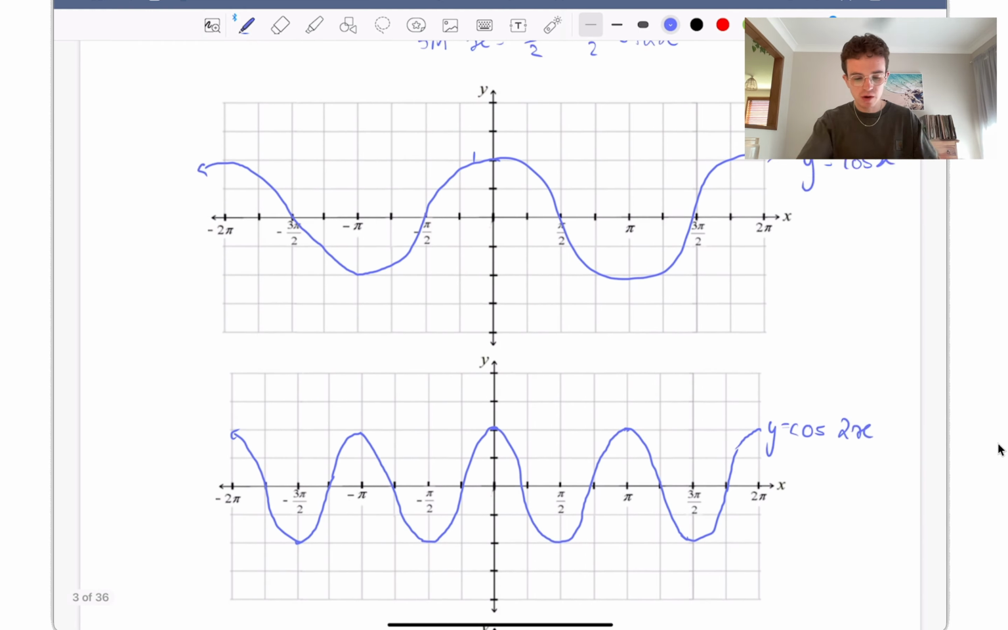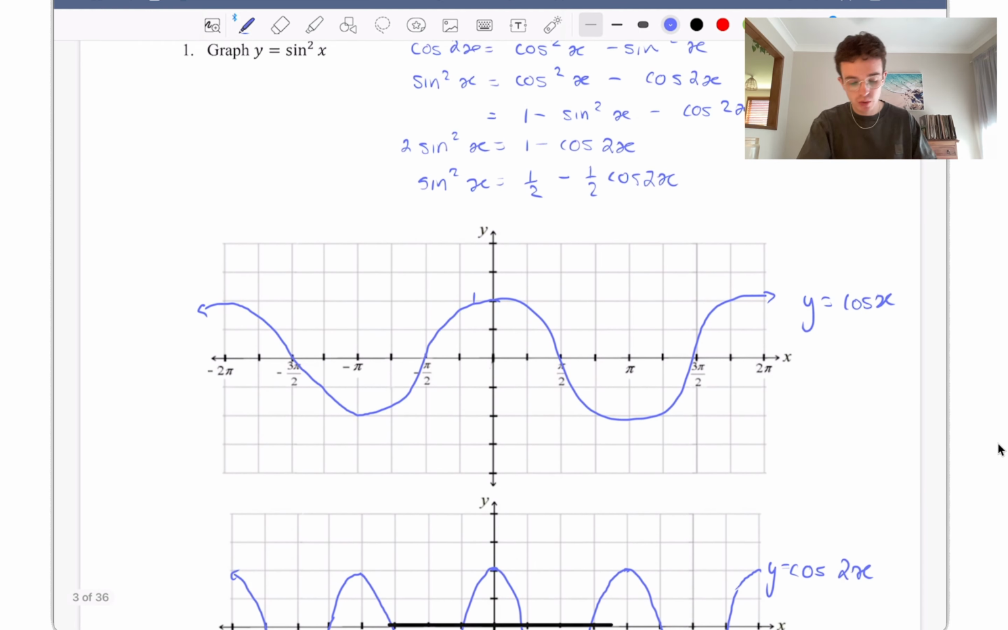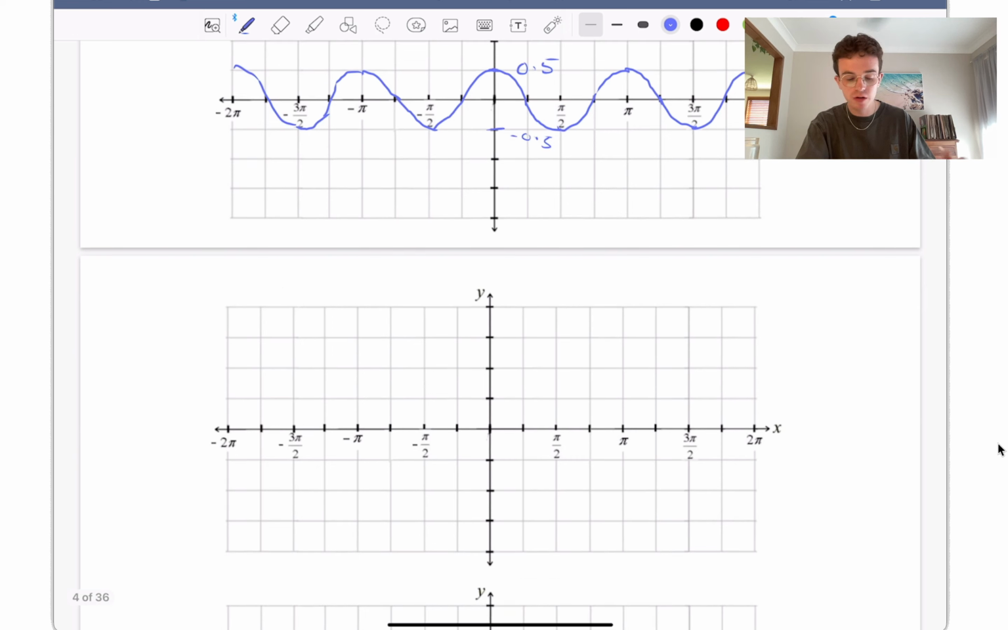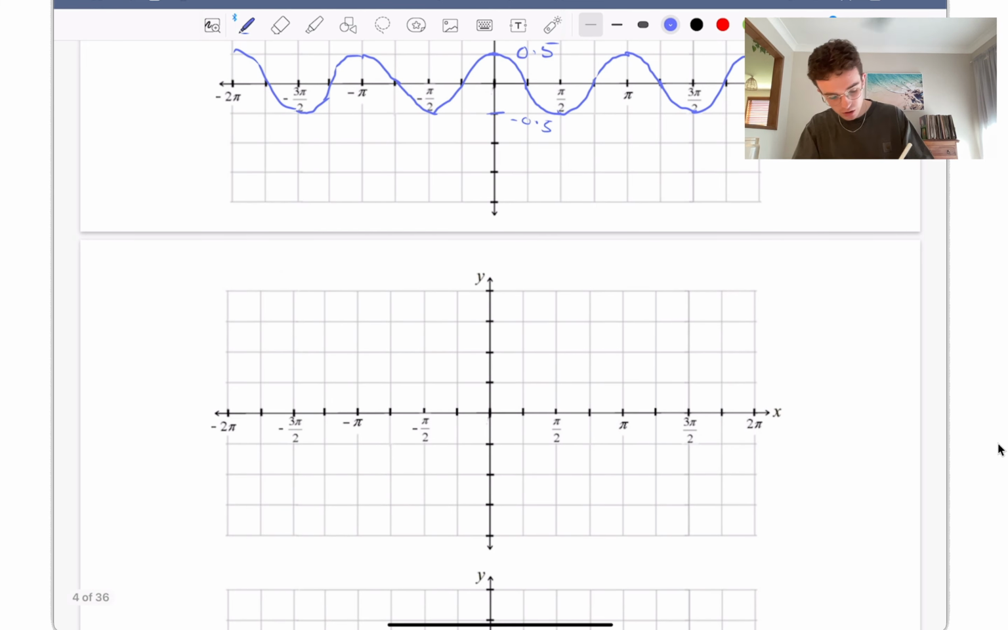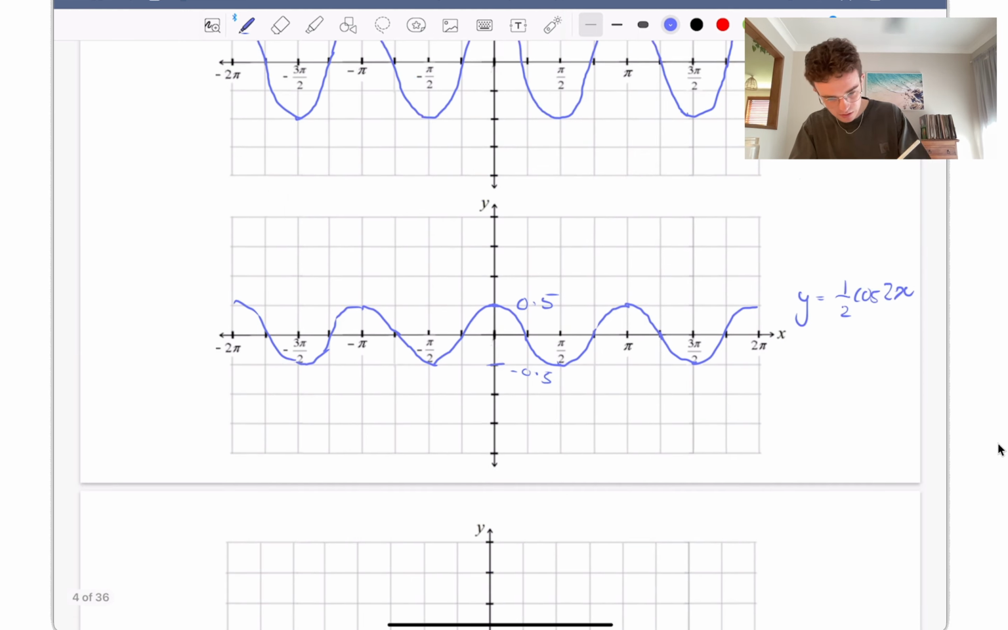Now we're trying to get to a half minus a half of cos of 2x. So let's find minus a half of cos of 2x. That's just going to be our original graph, and we're going to flip it upside down. So we're just getting our graph and flipping it upside down. That's all a negative does.